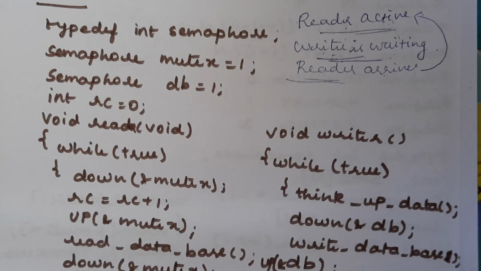Okay, so this is what I wanted to say about the readers and writers problem. I just told about what the advantages are, what problems we actually got, and how we rectified it. Even then, what is the disadvantage we faced?